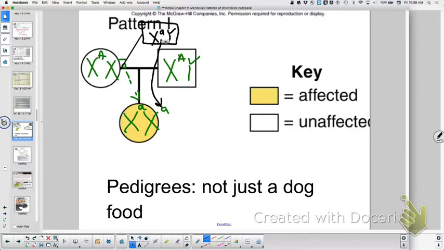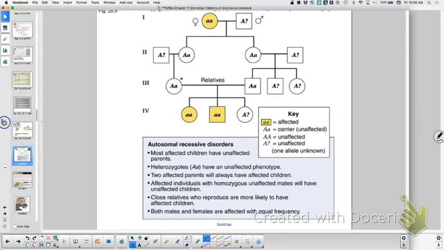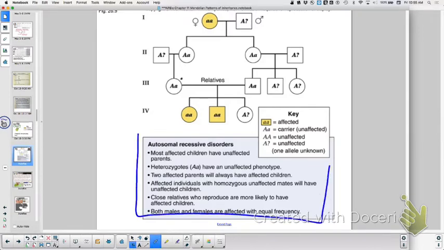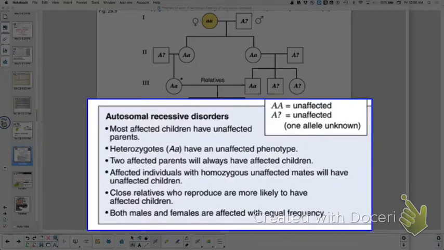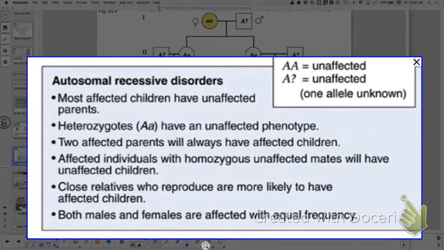All right, good. When you look at autosomal recessive disorders, take a look at this box where it describes them and see if you're comfortable going back and forth with the characteristics of an autosomal recessive disorder. Go ahead.